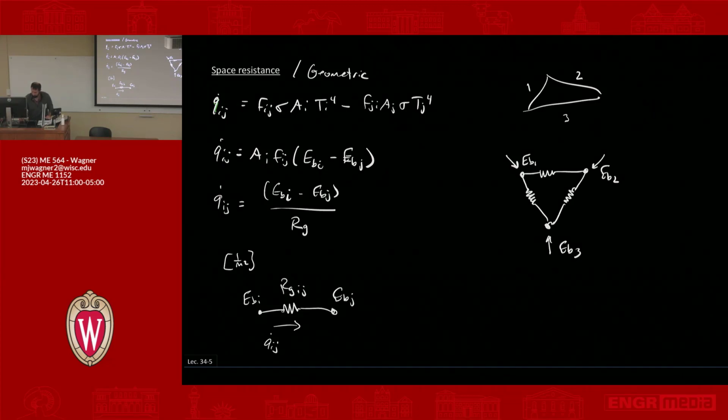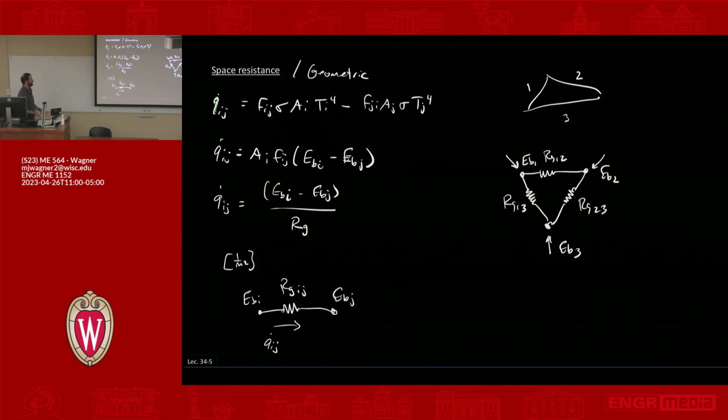And then these different resistances would be RG1,2. This is RG2,3. RG1,3. By the way, RG1,2 is the same thing as RG2,1, or 1,3 and 3,1, right? They're the same thing, so it actually doesn't matter which way you write it. Okay, but this is how you'd go about setting it up.